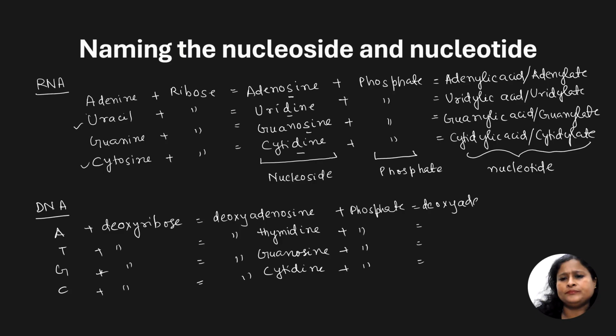deoxyadenylate or deoxyadenylic acid. I'm just writing one here. You can already write deoxyadenylic acid. Deoxyadenylate acid. Similarly, you can make for others. This becomes deoxythymidylate.